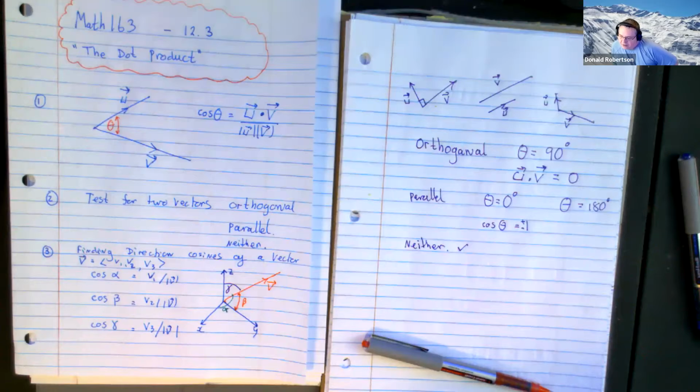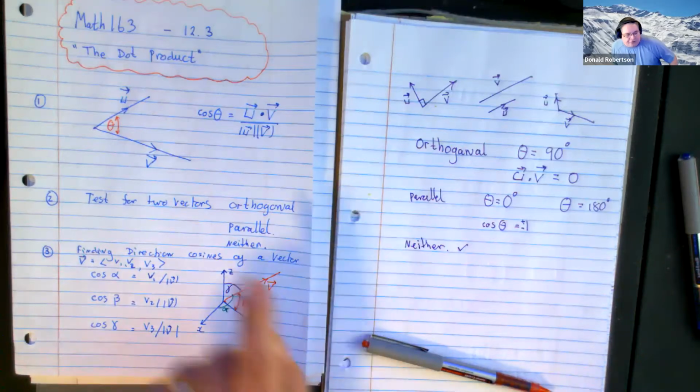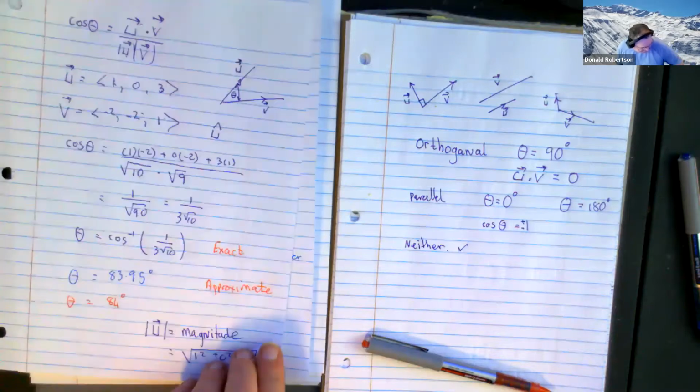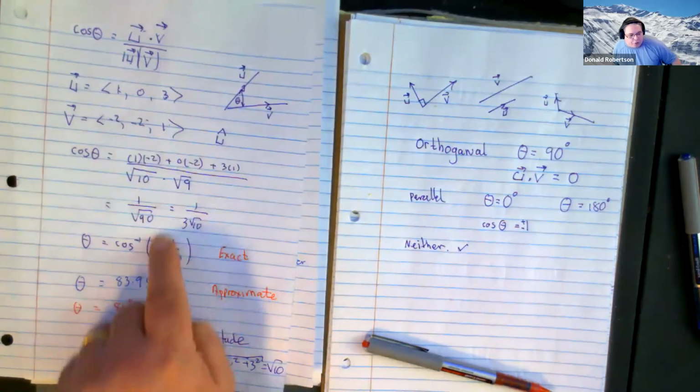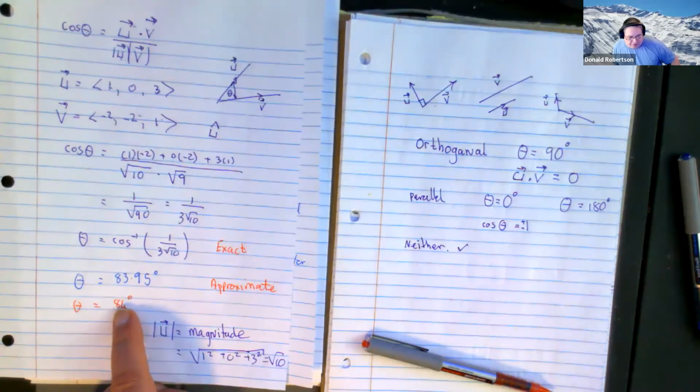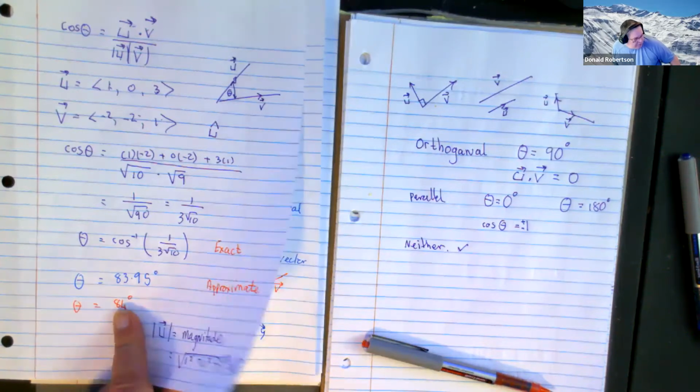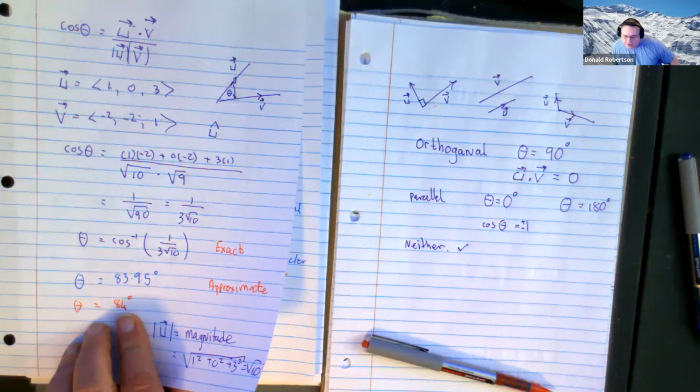Does that make sense? So if I gave you 2 vectors, for instance, these 2 guys here, remember these 2? When you go through the whole process, won't that count as a neither? Because the angle's 84. If this was 90 degrees, you'd say orthogonal. If this was 180 degrees, you'd say parallel. Or if it was 0, you'd say parallel as well. Are we good with that?